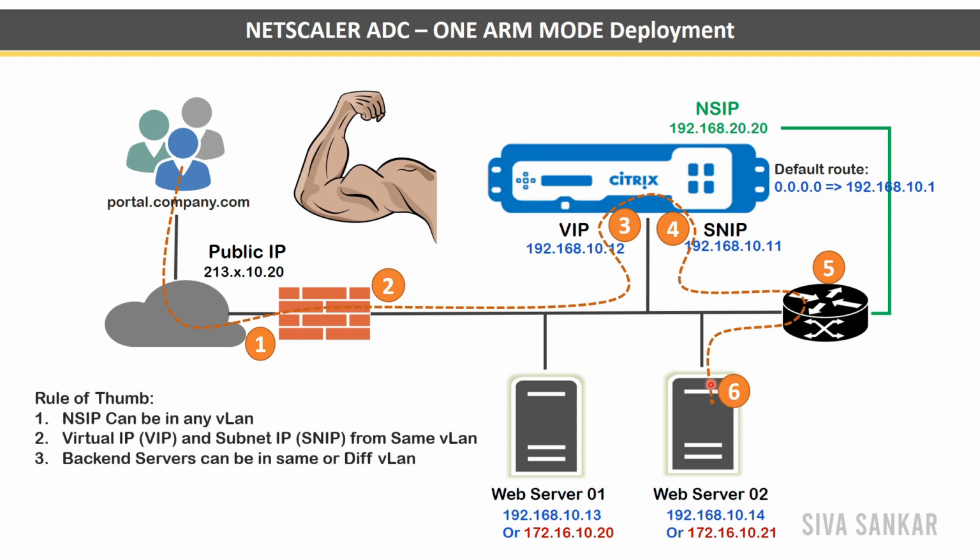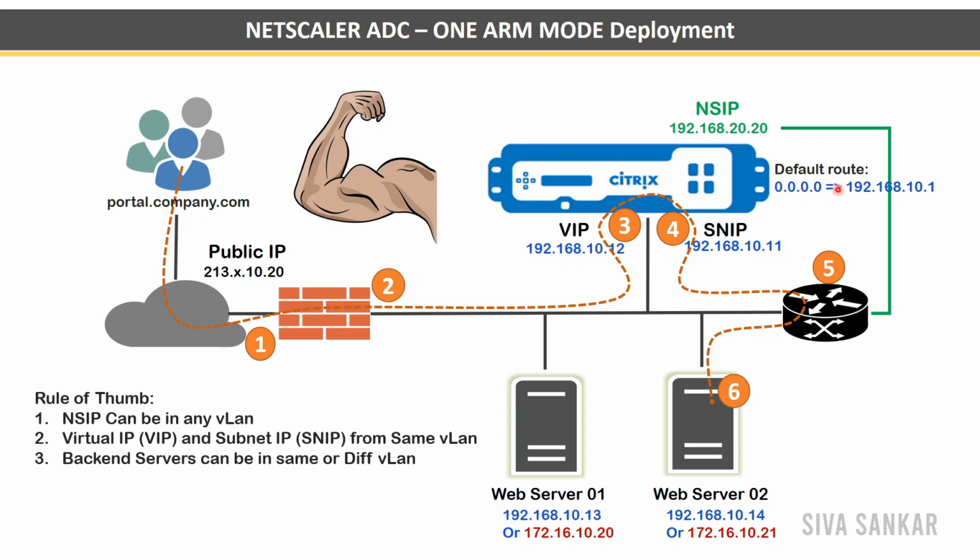Now let's jump into the rule of thumb. Rule of thumb is NSIP can be in any VLAN. That's the thing. And virtual IP and subnet IP in same VLAN, and backend servers can be in same or different VLAN. As you can see here, it can be in different VLAN. All you need to do is just routing. That's it, right? As you can see here, the default route is going where, 0.0.0.0, everything.